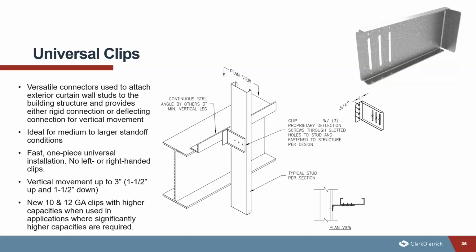So if you are specifying a connector, this one would be pretty useful because you can use it for a deflection or a rigid connector. If it's being used for a deflection connector, it can provide vertical movement up to 3 inches. And this clip is a heavier gauge than most typical clips. Most typical clips are 16 and 14 gauge. This one is a 10 and 12 gauge clip, so it does have higher capacities when it's used in applications where the higher capacity is required.